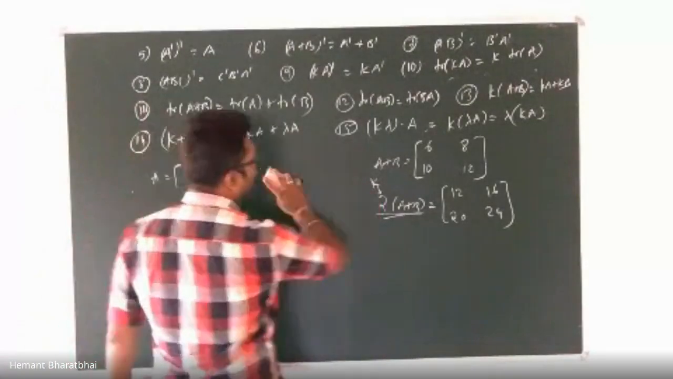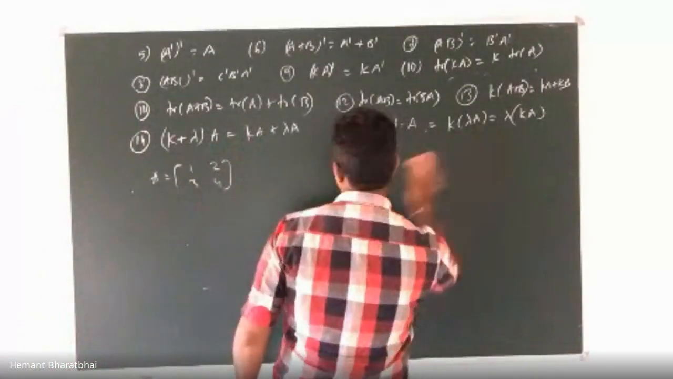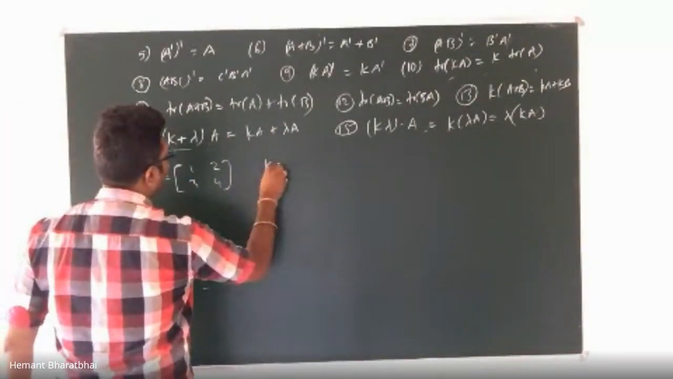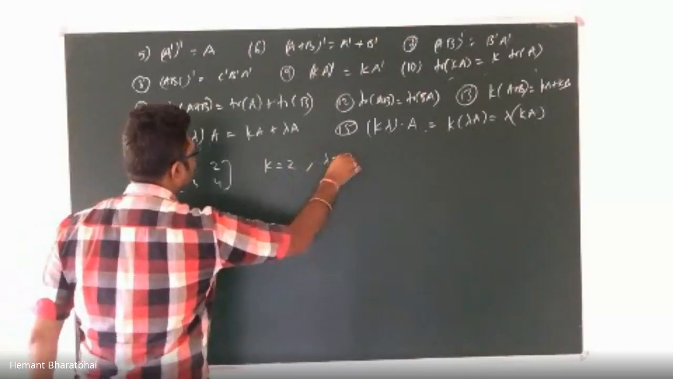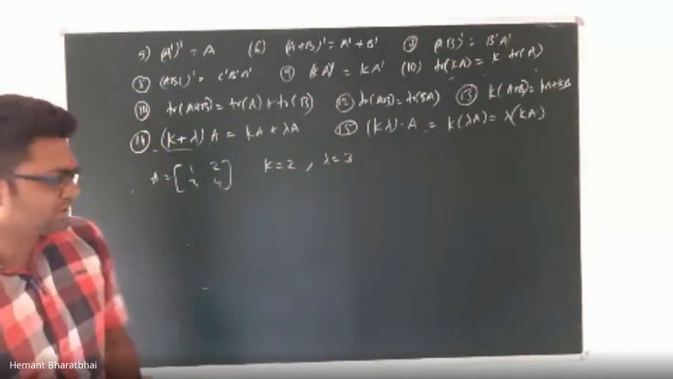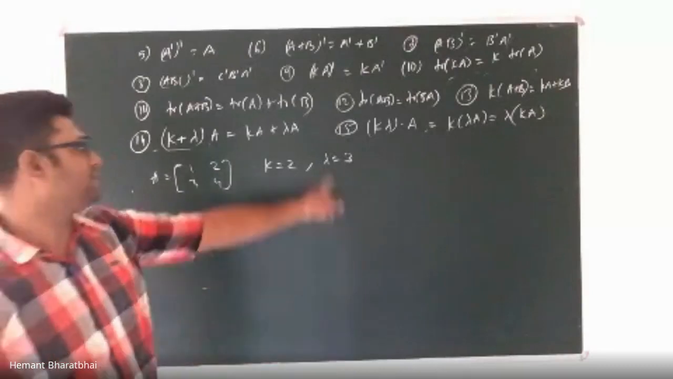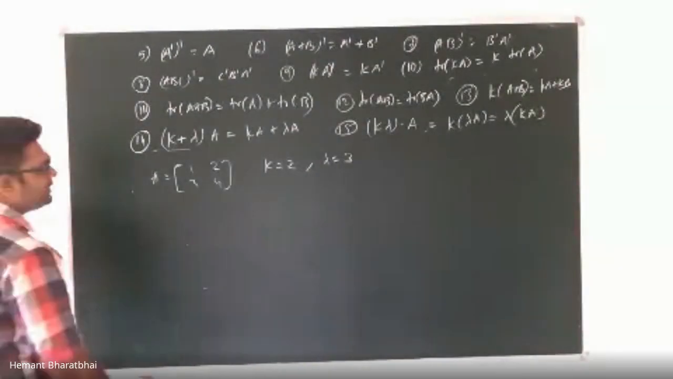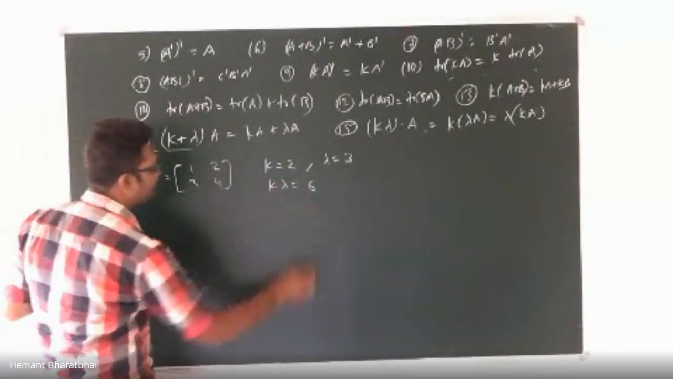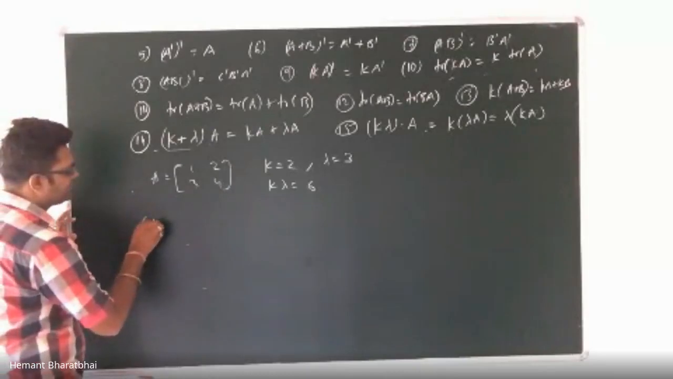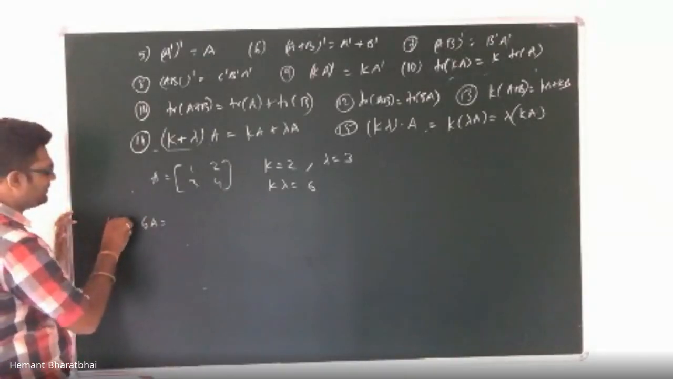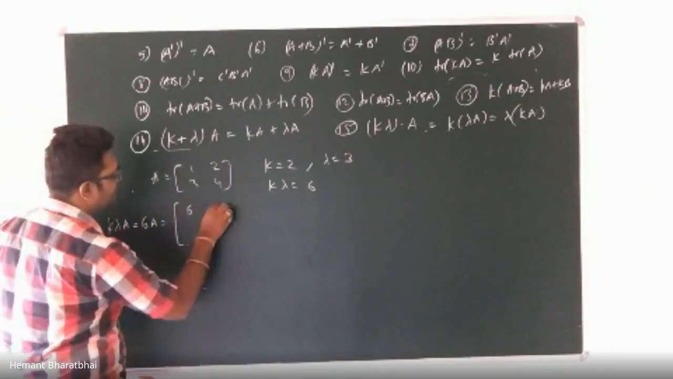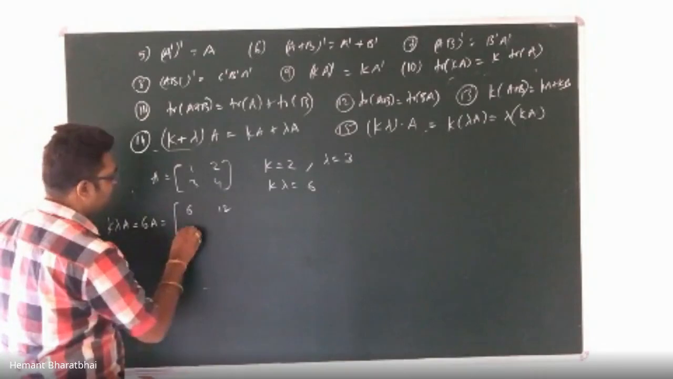Okay, one property I'll do and one property you have to do. So you do this property as homework. Let me take K as 2 and let me take lambda as 3. Okay, so let us prove this. So K into lambda into A. So K into lambda will give me 2 into 3, that is 6. So 6A, which is nothing but K into lambda into A. So 6A, that will be 6, 12, 18, 24.